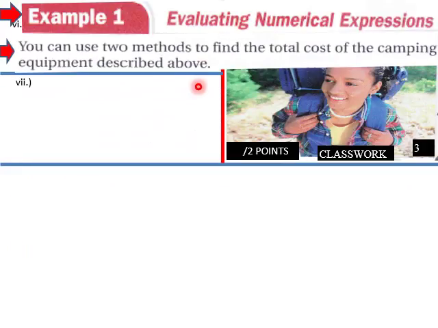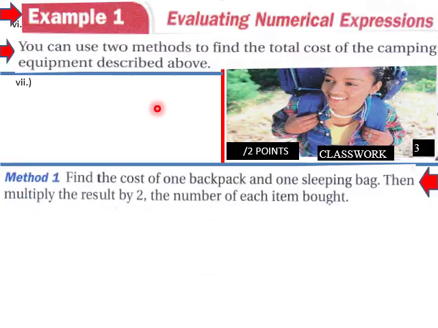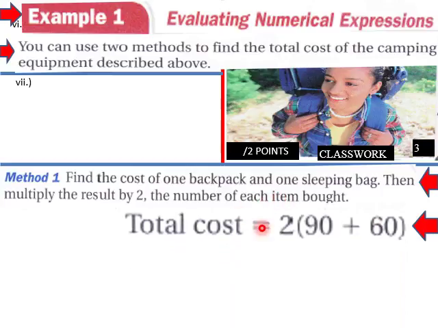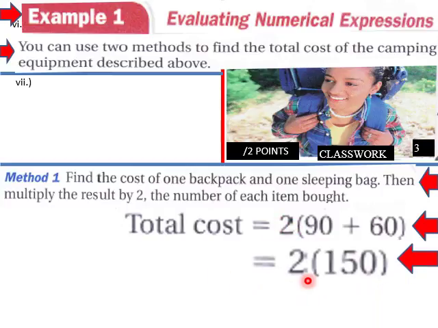Well, evaluate numerical expressions. We're going to find out how much it costs. Here is our cost put into an algebraic expression. We go from our verbal model here, which is find the cost of 1 backpack and 1 sleeping bag, then multiply the result by 2. So if we have 2 of each of these, we can first add the amount of the backpack and sleeping bag and then multiply by 2. And that'll simplify our math there to get $300.